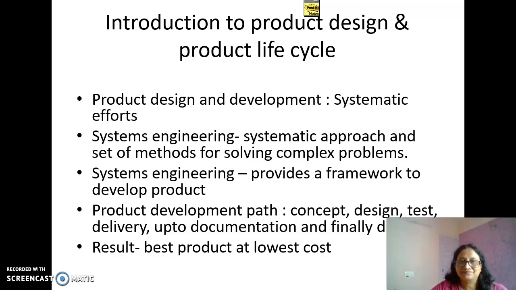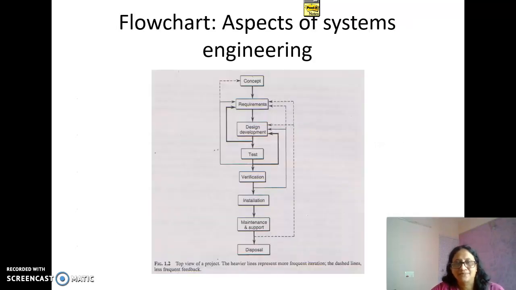Of course, this path of product development, that is of systems engineering, is very flexible and adaptive. It varies from problem to problem or product to product. Let us see the flowchart of this systems engineering, or the flowchart used to develop any product. So it starts with the first phase as concept development.